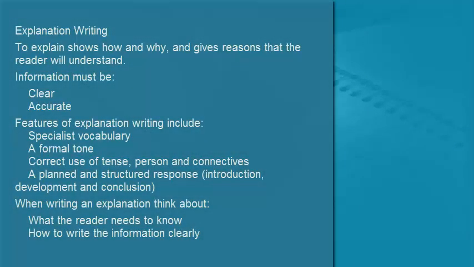Explanation writing. To explain shows how and why and gives reasons that the reader will understand. Information must be clear, accurate. Features of explanation writing include specialist vocabulary, a formal tone, correct use of tense, person and connectives, a planned and structured response, introduction, development and conclusion. When writing an explanation, think about what the reader needs to know, how to write the information clearly.